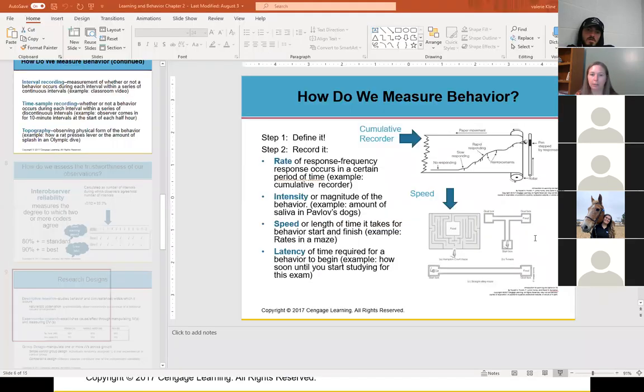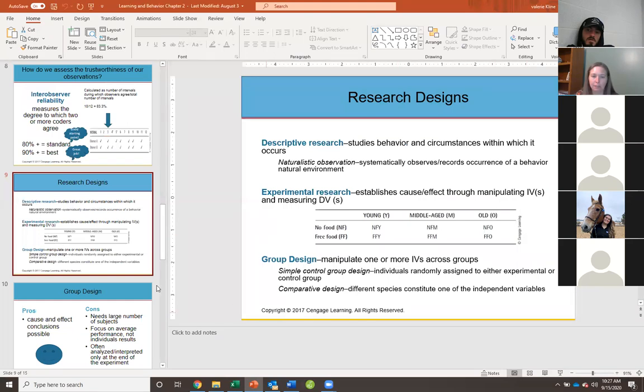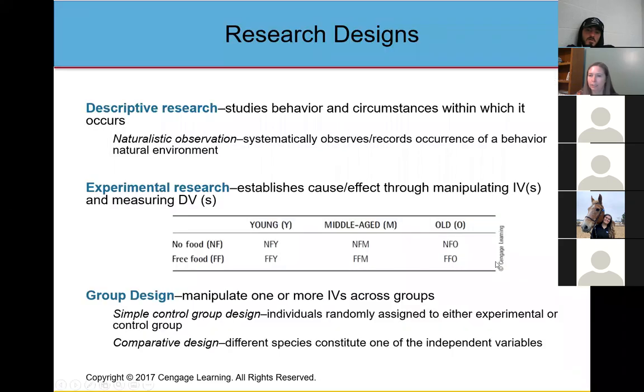Let me see where we are here. Okay. I'll start this section. I don't think that we'll have time to finish this section.